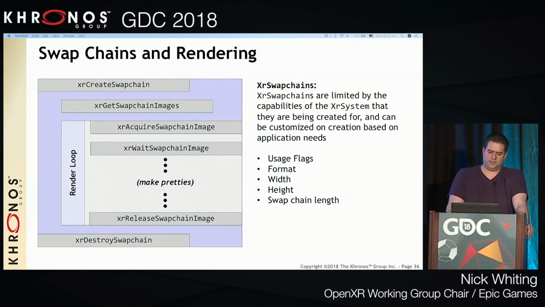When you're in your actual render loop, you acquire a swap chain image, which gives you an index into the array of images that it gave you. It's important to note they're not necessarily in order. The specification says that they can be returned in any order, so applications have to handle that. Then wait swap chain image is a function that waits until that image is actually available for you. But if your swap chain is long enough, hopefully that shouldn't be waiting for you. You can go through your normal render loop, and then right before you're ready to call XR end frame, you release the swap chain image and say, hey, I'm done with that. And then it will use that in the next XR end frame. And then when you're all done with that, you call XR destroy swap chain, and the whole thing goes away.